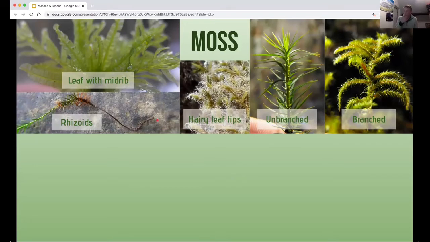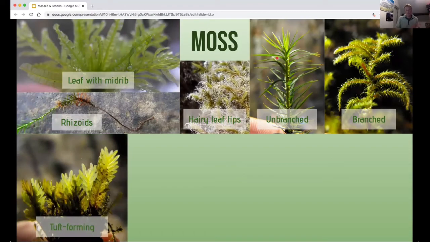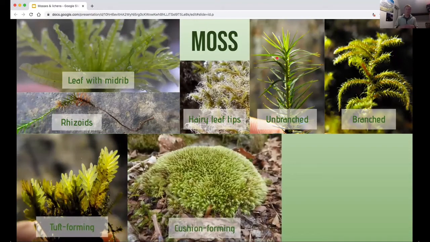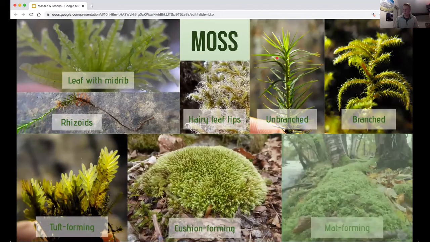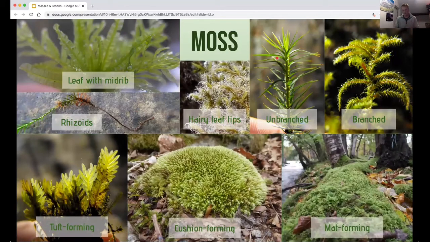So they're generally very small because they don't have this support structure like a tree has got. So they're just a few millimeters tall maybe, or some of the tall ones like this star moss can grow up to 40 centimeters tall. They may form tufts, they may form big cushions, or they may carpet and form mats in forest floors and on the side of trees.